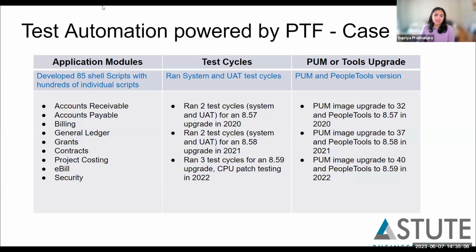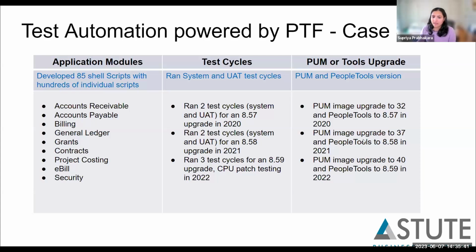And the test cycle that we did in 2020 was we ran 2 test cycles. And in 2021, it was the same. We ran 2 test cycles for the 8.58 tools upgrade. And here I'm just mentioning the major test cycles that we did, but we also do a lot of other ones when they do their PUM updates, or a CPU patch and so on. So in 2022, we ran 3 test cycles for the 8.59 upgrade and CPU patch testing.